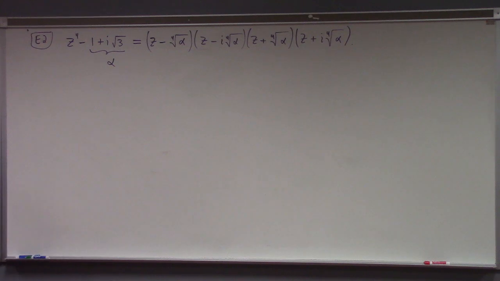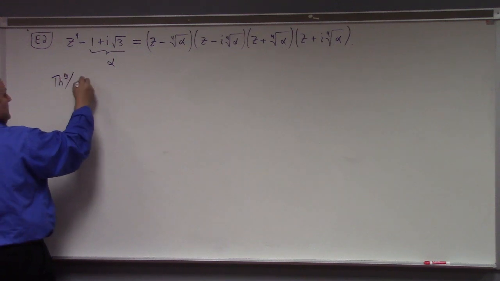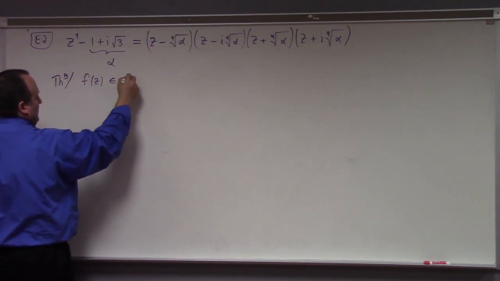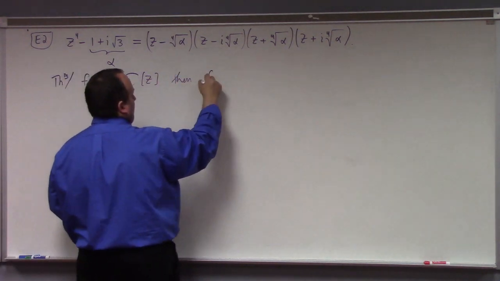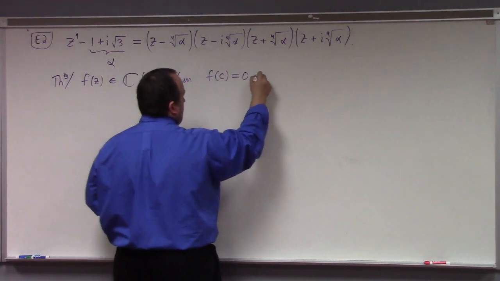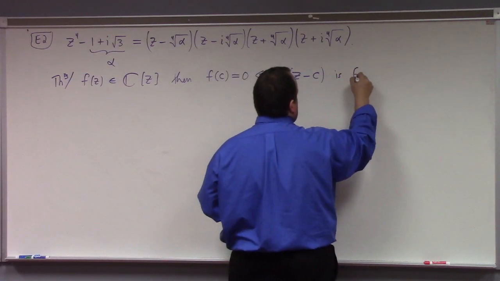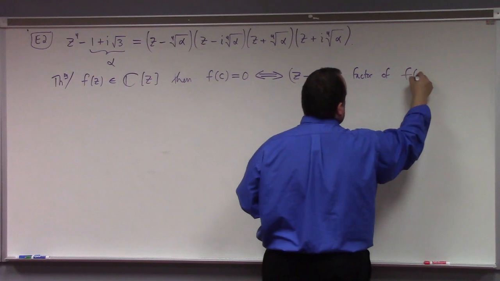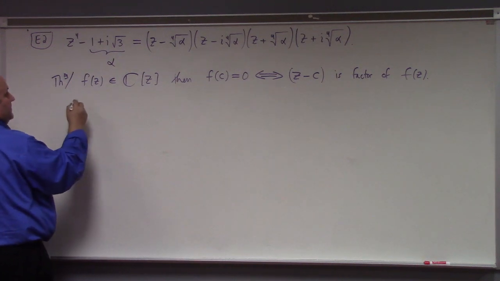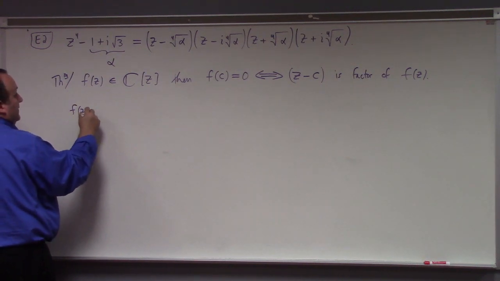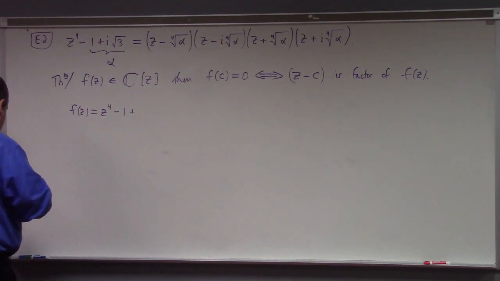So you can use these things to factor polynomials, right? Because the factor theorem is still true here, guys. If f of z is a polynomial over the complex numbers, then f of c equals 0 if and only if z minus c is a factor of f of z. So, if my f of z is equal to z to the 4th minus 1 plus, and there's something wrong here, right? Which is what?